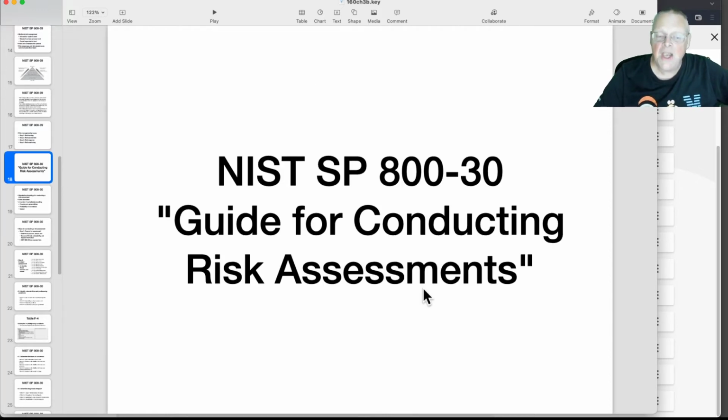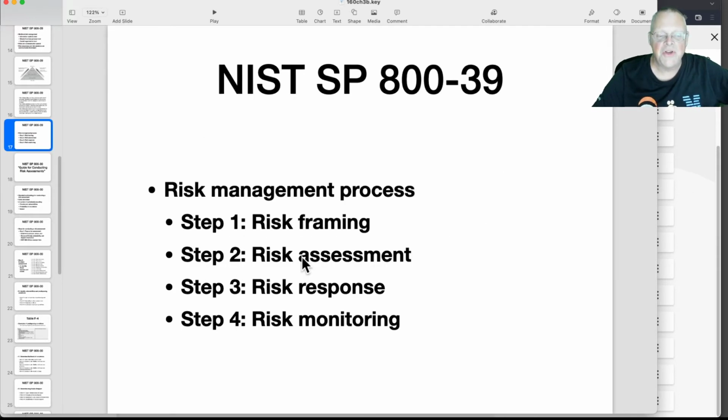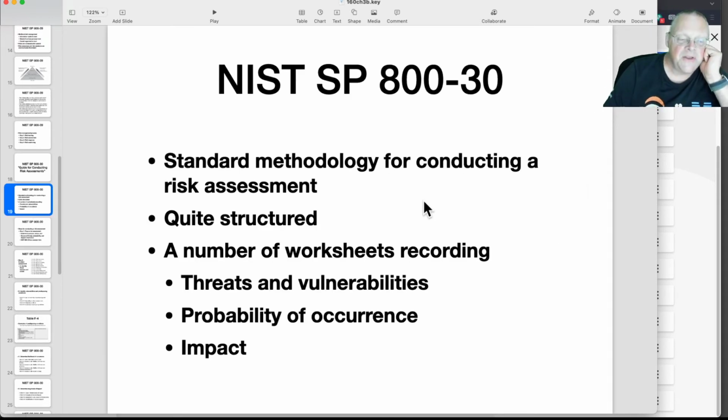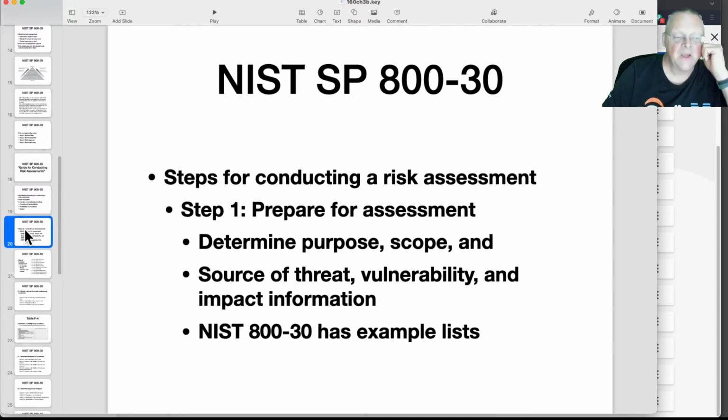Now, the risk assessment itself, which is a small part of the previous one. Remember, back here, risk assessment was just step 2 of this 839 process. And you have another NIST special publication just to explain how to do a risk assessment. So, this is a standard methodology, and it gives you a bunch of worksheets helping you record your threats and vulnerabilities, the probability of occurrence, and the impact. So first you prepare for assessment, determining the scope and purpose, and where you're going to get threat information.